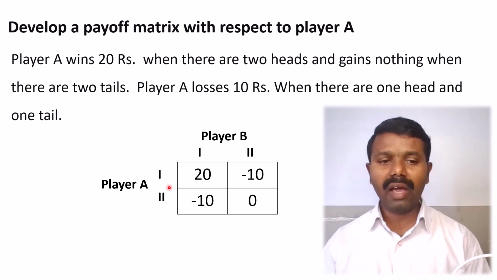Here is player B and here is player A. Player A gains 20 rupees if it is a head. So the first strategy is head. He gets the head, and if it is matching, player A will get 20 rupees. If it is matching the tail, let us say strategy 2, he will gain nothing and lose nothing, so it is 0. And if it is not matching, he says head but there is a tail, or he says tail and there is a head, in these two cases player A will lose 10 rupees. That is why it is minus 10. So this is the payoff matrix for the given problem.